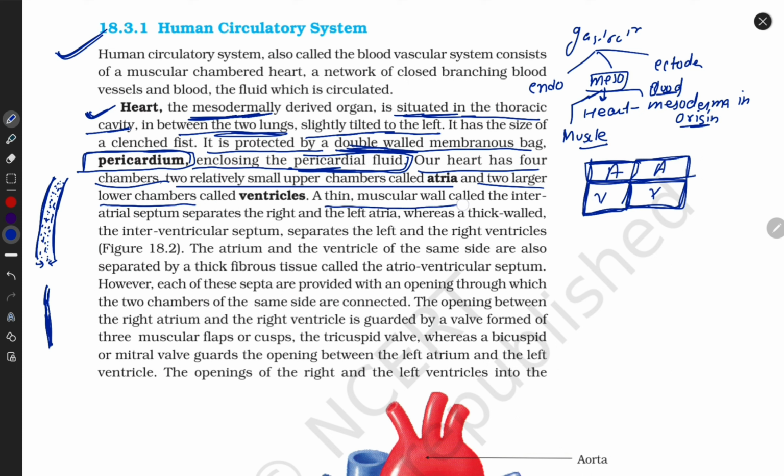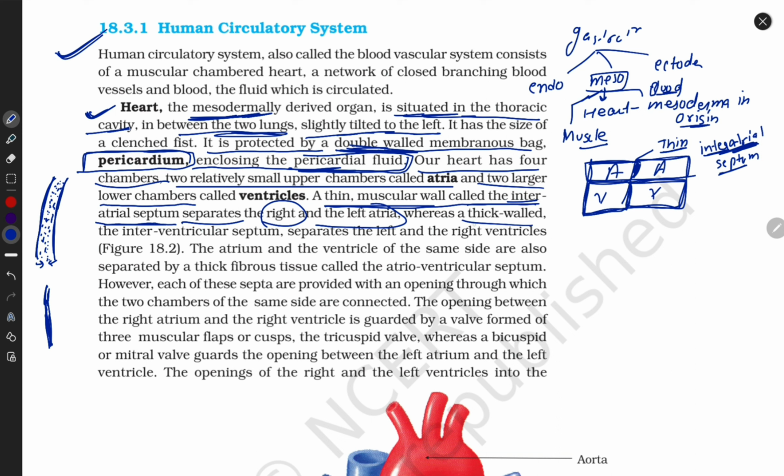Now a thin muscular wall, listen to me, a thin muscular wall called the interatrial septum. I repeat again, interatrial septum. It separates the right atrium and left atrium. This is the thin layer. What is the name of the thin layer that divides the right atrium and left atrium? We call it the interatrial septum. Look at the name, guys, atrial septum, and also we can call it the interatrial septum.